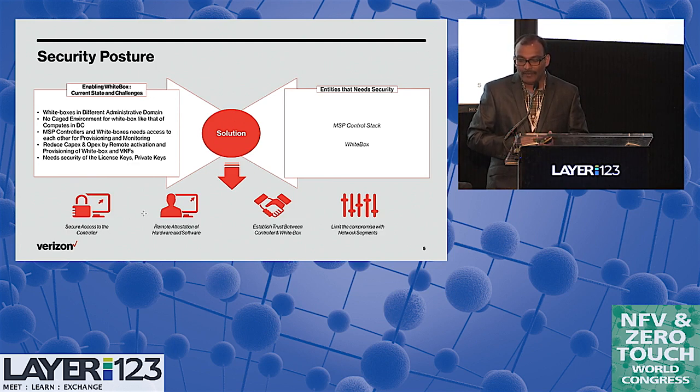At the same time, we should also think about the network segments. If any compromise happens on the Whitebox, as I said, they are connecting to our control stack in the cloud. We don't want that compromise to spread across multiple customers. So we need to ensure we have a segmented approach. All the customers' Whiteboxes are entitled to talk only to their respective servers, and the entire network should not be exposed.